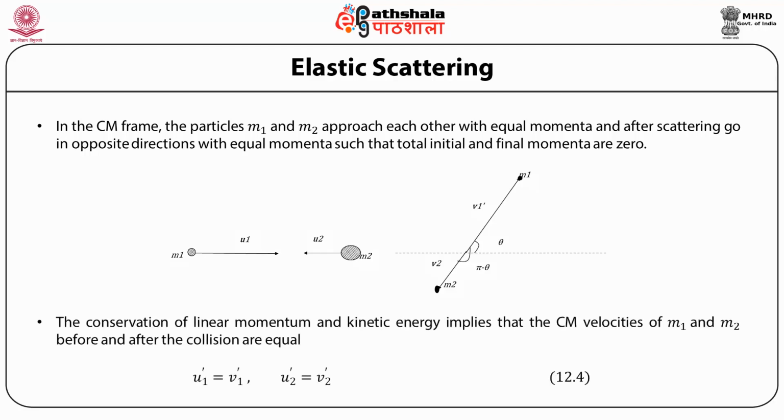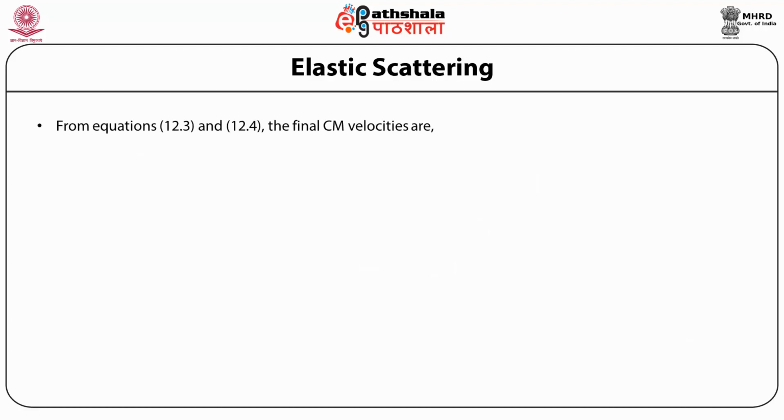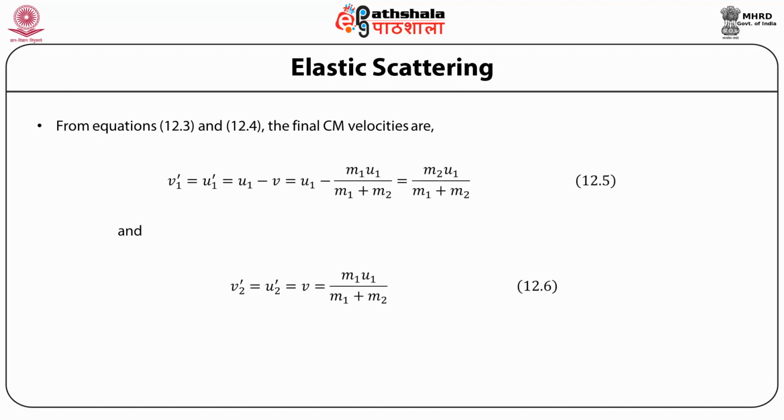The conservation of linear momentum and kinetic energy implies that the center of mass velocities of m1 and m2 before and after the collision are equal. That is, u1 prime is equal to v1 prime, and u2 prime is equal to v2 prime. The final center of mass velocities are such that v1 prime is equal to u1 prime, which is equal to u1 minus v, where v is the velocity of the center of mass. The magnitudes here we have written.